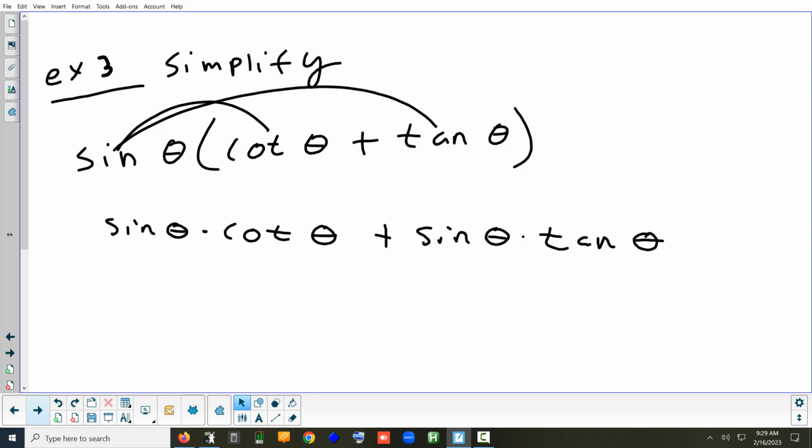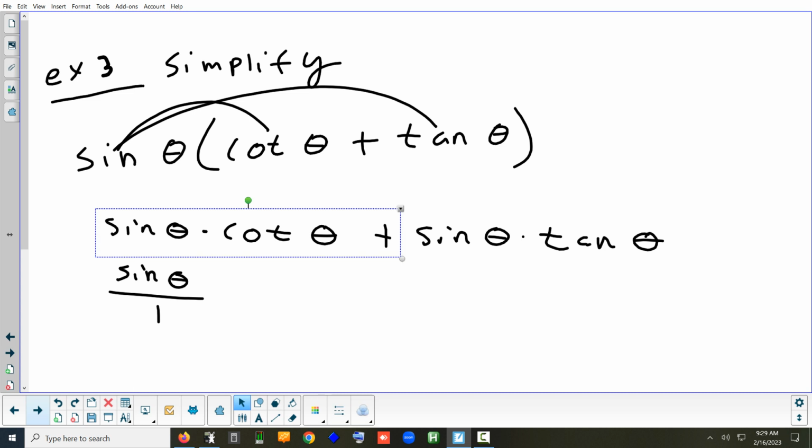Could you change the cotangent and tangent to the quotient identities? You have to. That's the only thing you can do to try to simplify this. Change everything that's not a sine and cosine into a sine and cosine. And because I'm going to start getting lots of fractions, I'm going to make everything a fraction now.